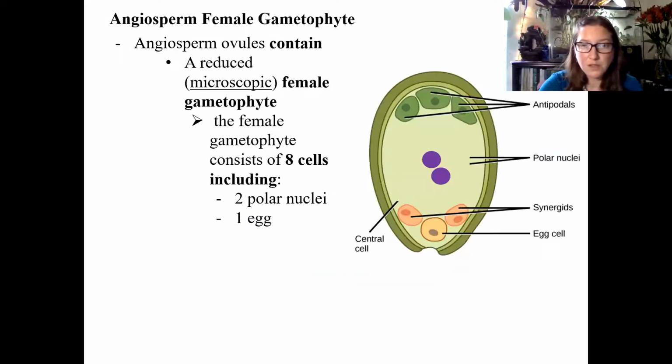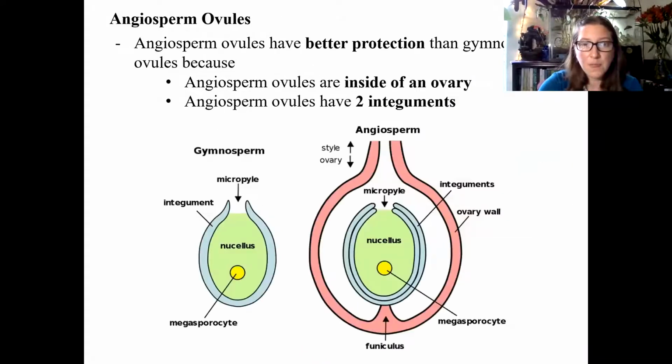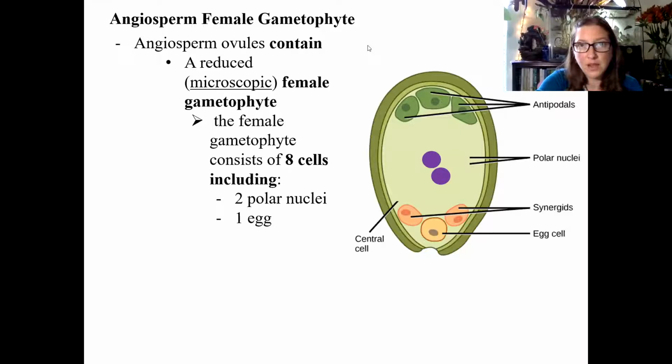Just so you don't get confused, the way I get oriented is I always look for the micropyle. That's the hole where sperm is going to be able to enter. Sometimes, depending on what diagram we're looking at, it may be reversed, right? So here, the micropyle is on this side. Just so you know, it depends on what we're looking at.